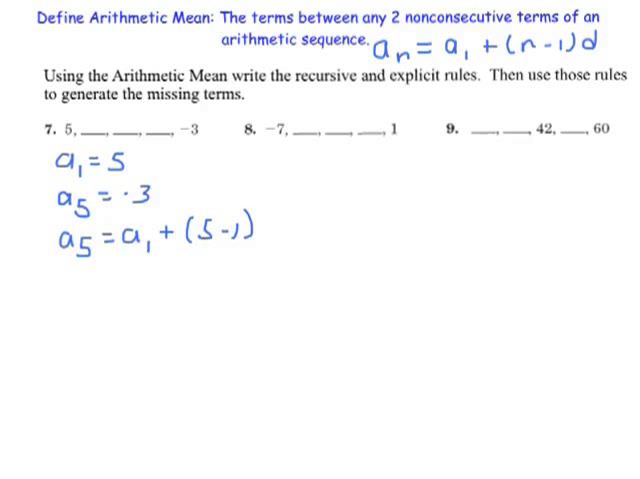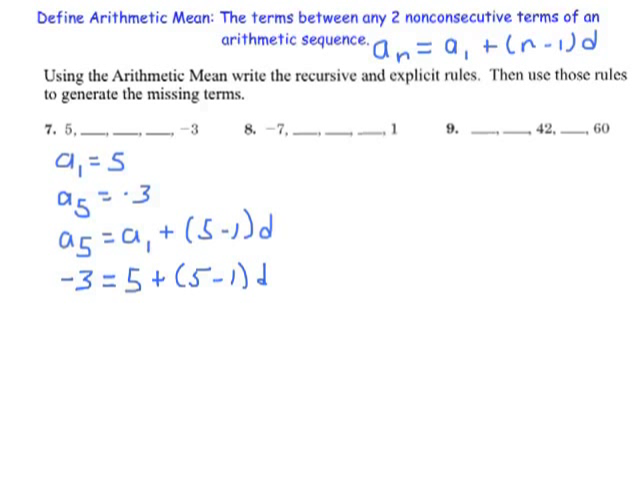Times our common difference, and I don't know what the common difference is. Now, folks, let me ask you, do we know the first term right there? And do I know the fifth term right there? Well, yes, I do. It's 5 and -3. All right, so let's go ahead and put those in place. Okay, so we are going to plug a -3 in for the a sub 5. We're going to plug in a 5 for the a sub 1 plus 5 minus 1 times d. Now let's solve for d.